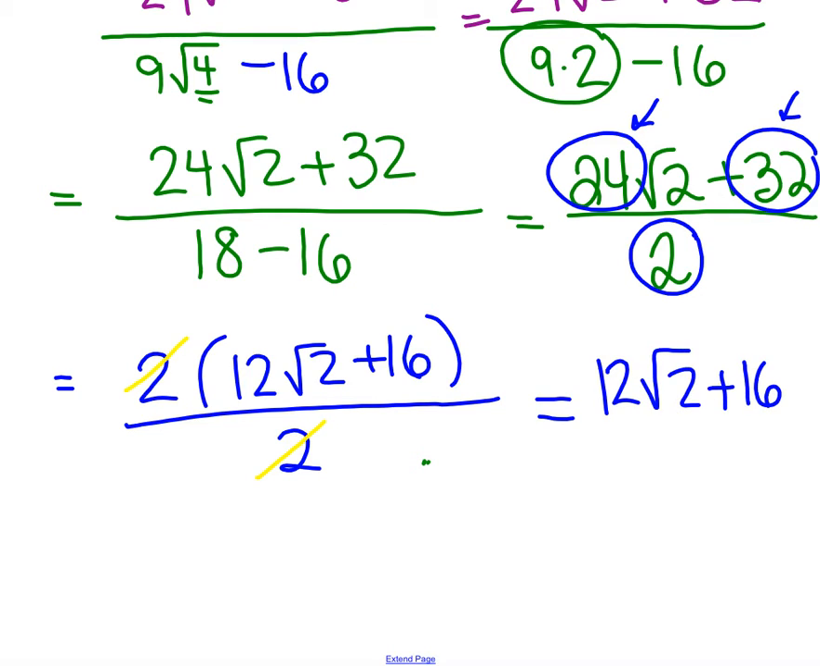When you rationalize denominators with two terms, yes, it does take a little bit more work to simplify these.